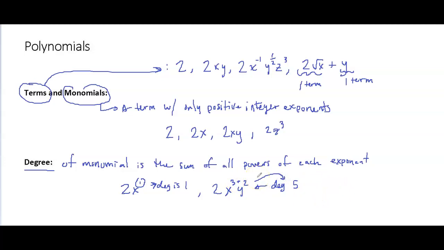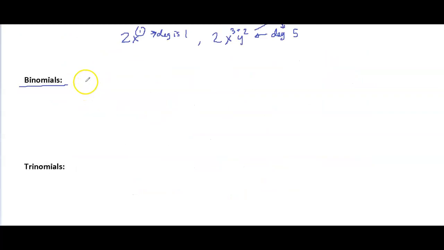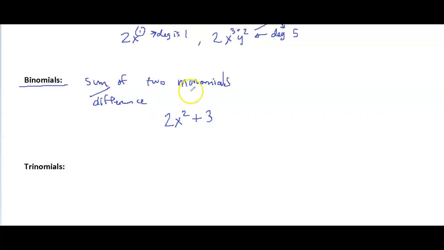Let's scroll down just a bit. A binomial is the sum of 2 monomials. And we can think of it as a sum or difference. So for example, something like 2x squared plus 3. That is considered a binomial. It has 2 monomials. Or 2x plus 3x squared. That is also considered a binomial.